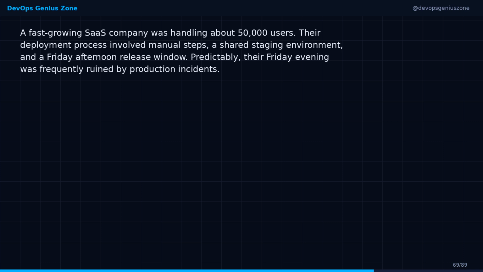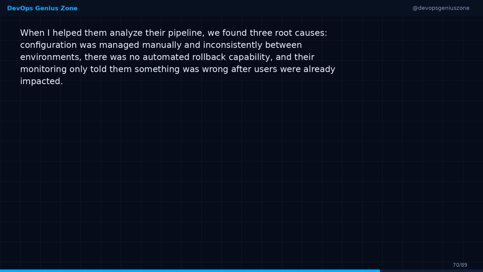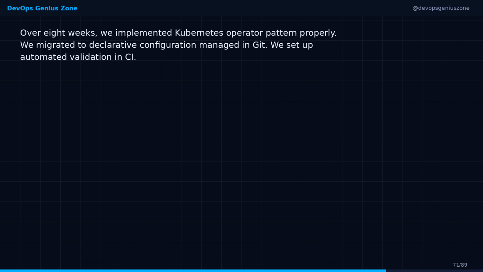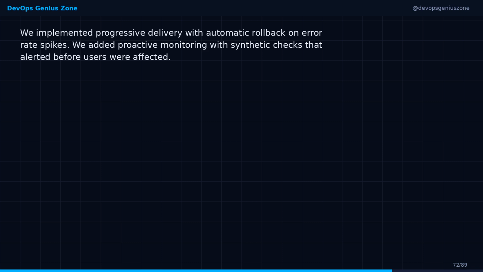Let me tell you about a real situation. Details changed to protect confidentiality, but the core story is accurate. A fast-growing SaaS company was handling about 50,000 users. Their deployment process involved manual steps, a shared staging environment, and a Friday afternoon release window. Predictably, their Friday evening was frequently ruined by production incidents. When I helped them analyze their pipeline, we found 3 root causes. Configuration was managed manually and inconsistently between environments, there was no automated rollback capability, and their monitoring only told them something was wrong after users were already impacted.